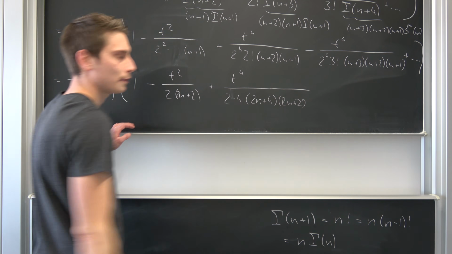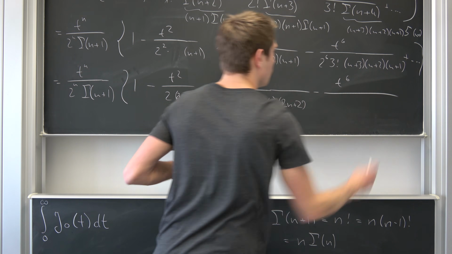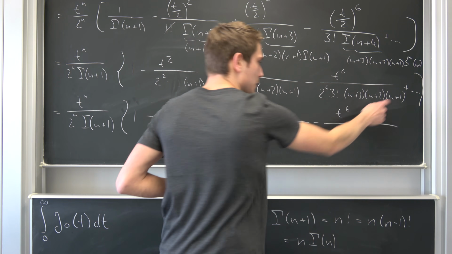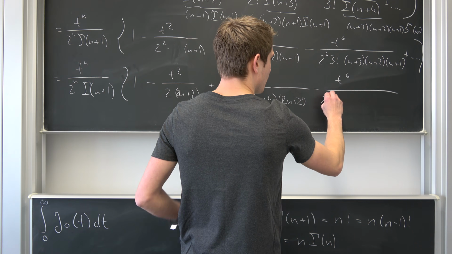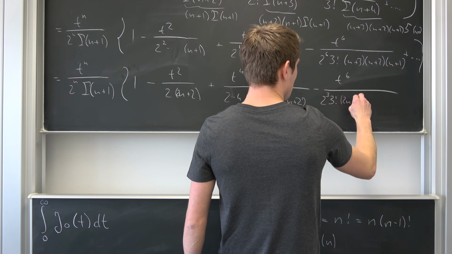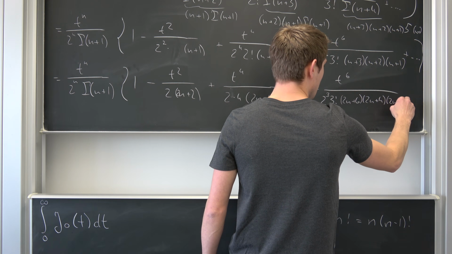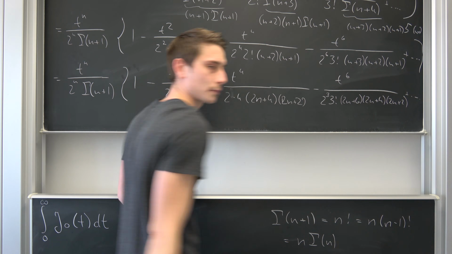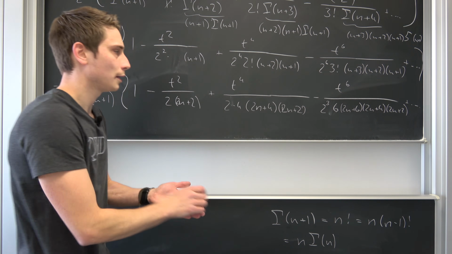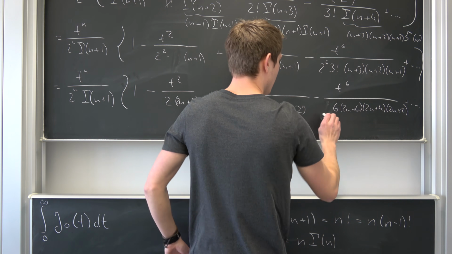Okay? Now for the last term, we are going to get negative t to the 6th power over. Okay, if we distribute 1, 2 into here, 1, 2 into here, 1, 2 into here, then we get 2 to the 3rd power, then we have 3 factorial, and then we have 2n plus 6, 2n plus 4, 2n plus 2, plus dot dot dot. 3 factorial is nothing but 6. 2 to the 3rd power is nothing but 2 times 4. Okay?